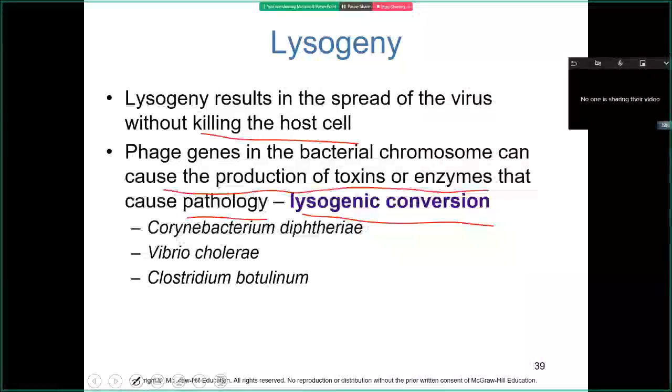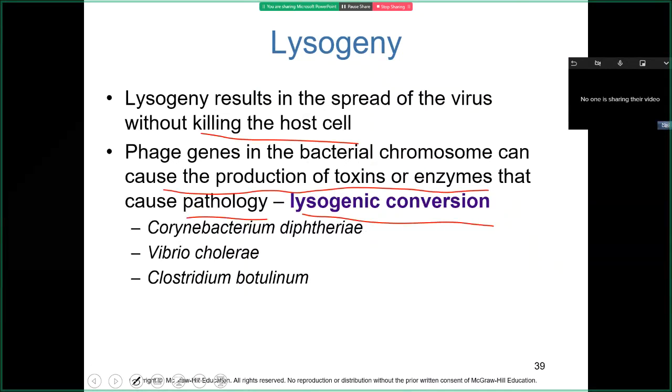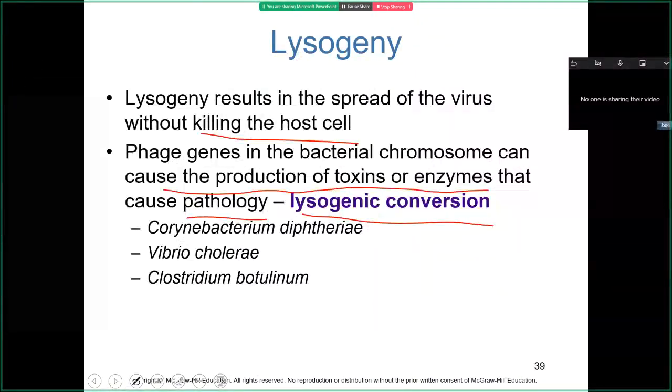And so some of the bacteria that are affected in this fashion are Corynebacterium diphtheriae. This is the causative agent of diphtheria, this horrible respiratory illness. Now, if Corynebacterium diphtheriae is not virally infected, it's not a pathogen. It doesn't cause disease. So it's only when it's lysogenically converted that that will happen.